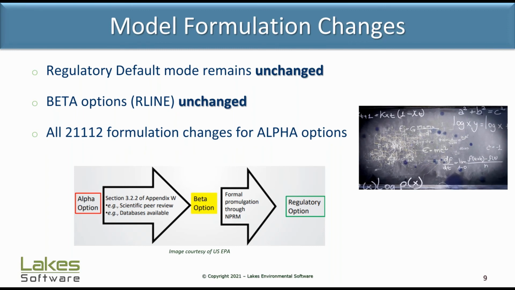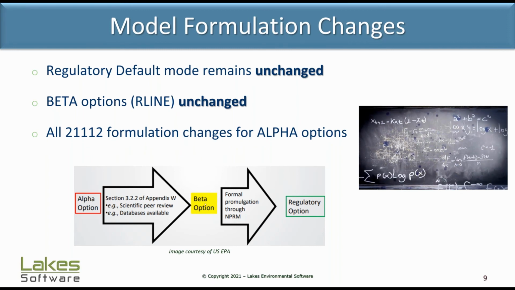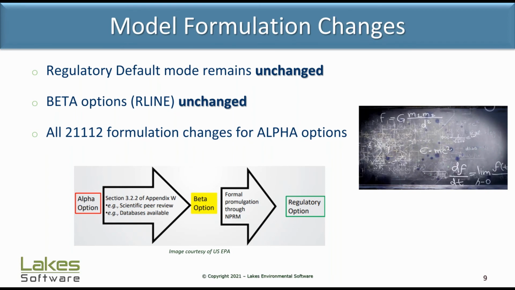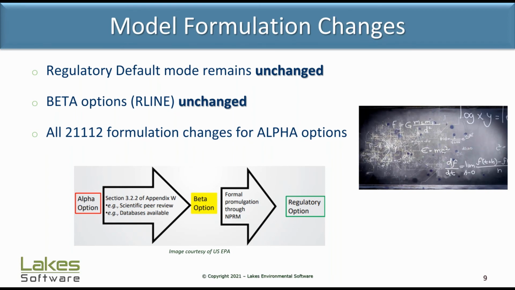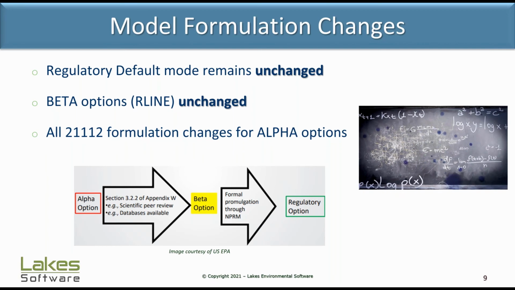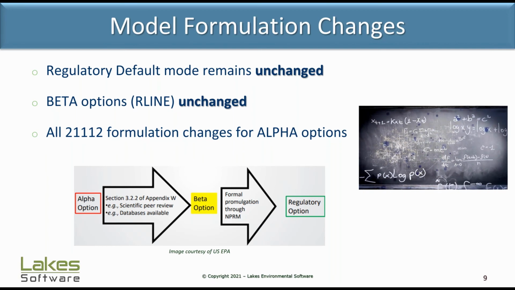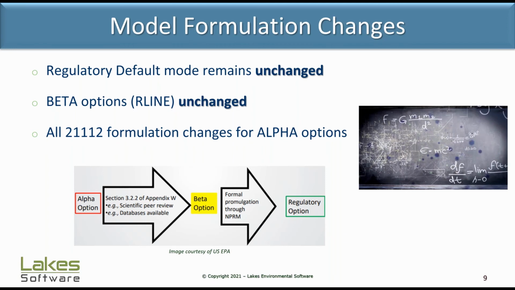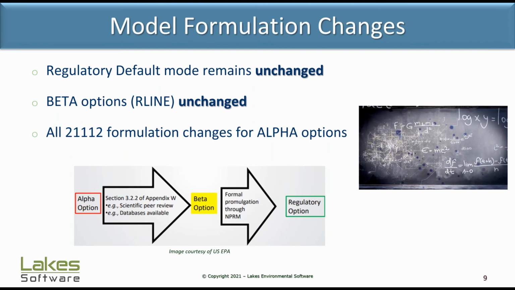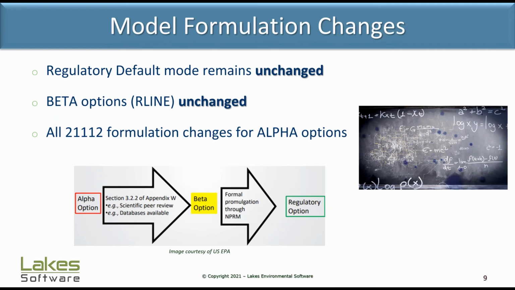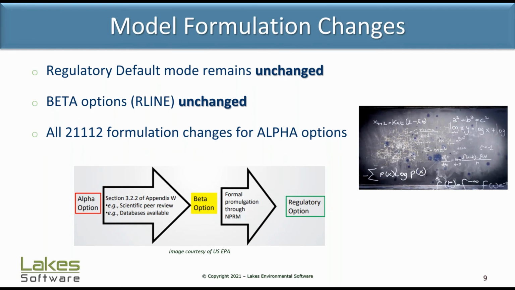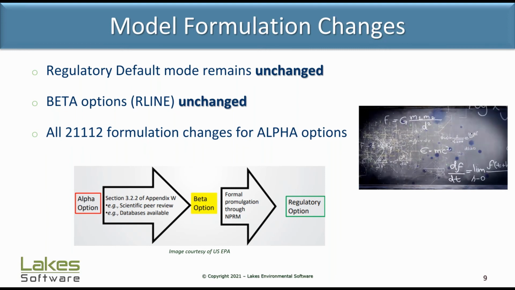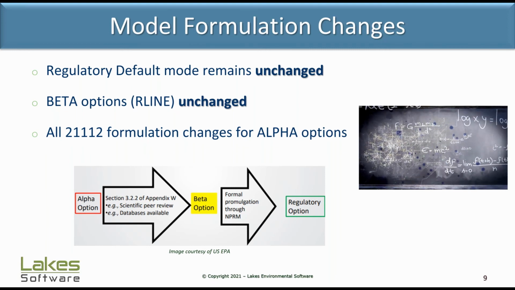Beta options are those that have undergone some significant vetting process. For example, scientific peer review. They have multiple databases available for their evaluation and testing. So they're very close to becoming regulatory options. They've gone through well-documented review already. They are available for testing such that eventually they could be promulgated as a regulatory option.